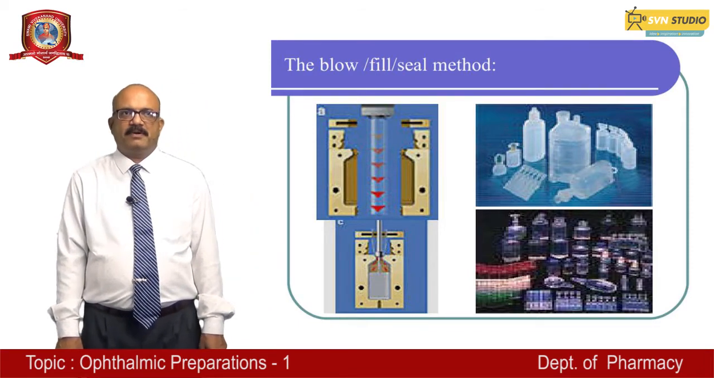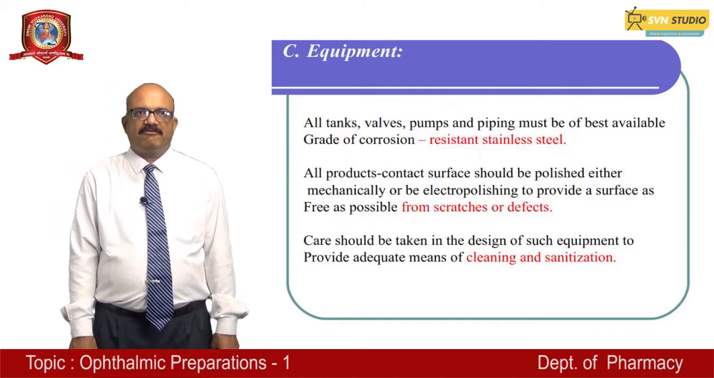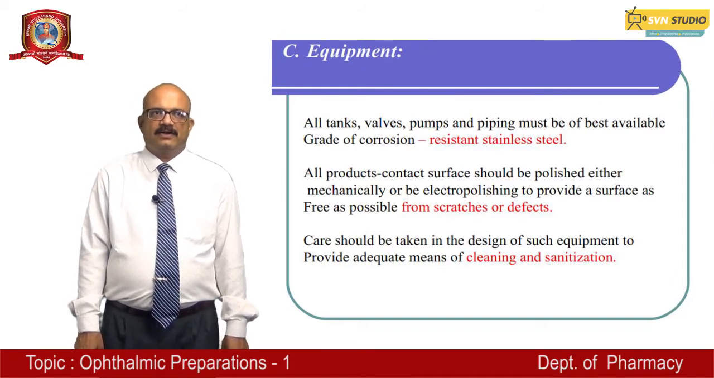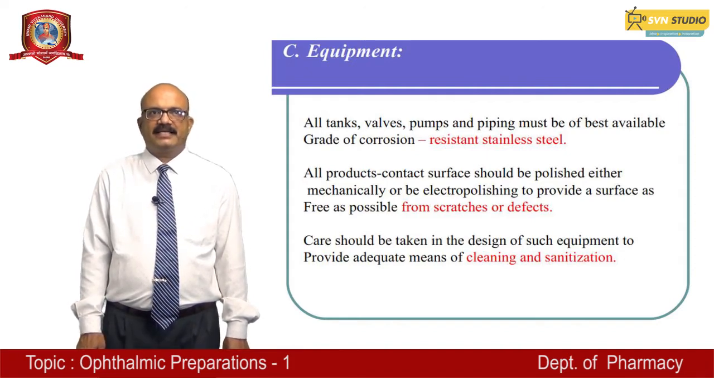All tanks, valves, pumps and piping must be of the best available grade of corrosion resistant stainless steel. All product contact surfaces should be polished, either mechanically or by electro-polishing, to provide a surface as free as possible from scratches or defects. Care should be taken in the design of such equipment to provide adequate means of cleaning and sanitization.